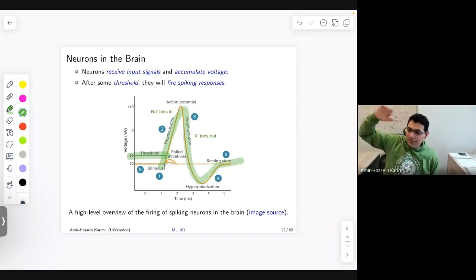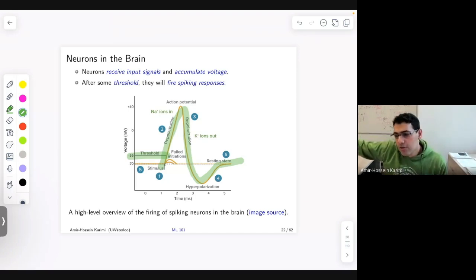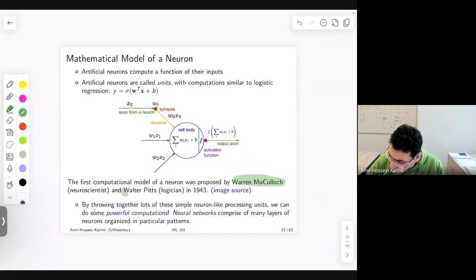A signal is sent down the axon of that neuron to the next ones, and rinse and repeat at scale. 100 billion neurons, 10,000 connections each. Of course, this is a very rudimentary, high-level overview. So how do we represent this using a mathematical model? That's exactly what McCulloch and Walter Pitts did.